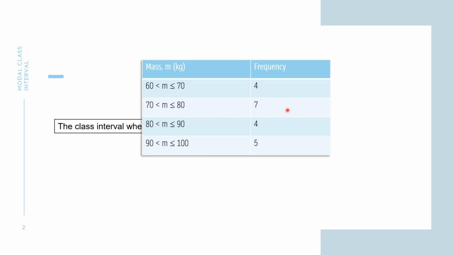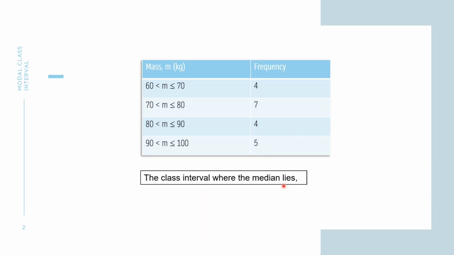Now let's look at the class interval where the median lies. So median, you can remember it as middle, right? In order to find out the median, you have to add the frequencies, get the total frequency, and then divide by 2 to get the middle position. So in this case, the median position is 10, but we have to find the class interval where the median lies.